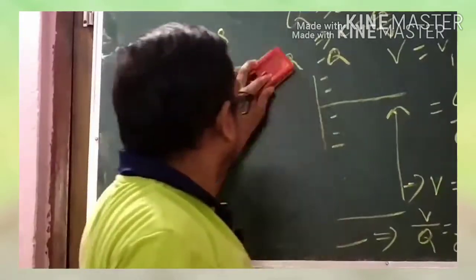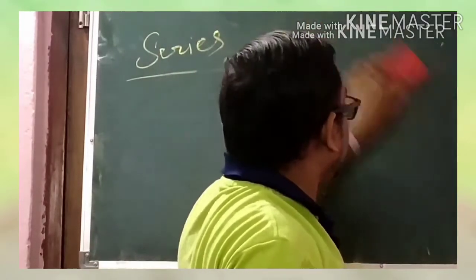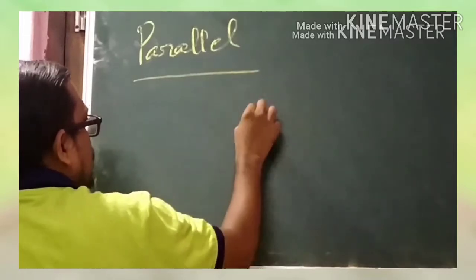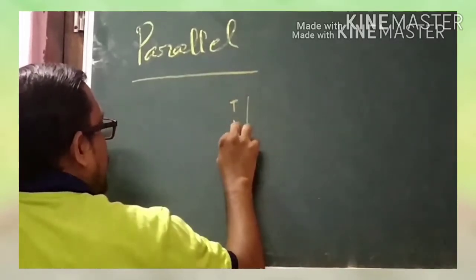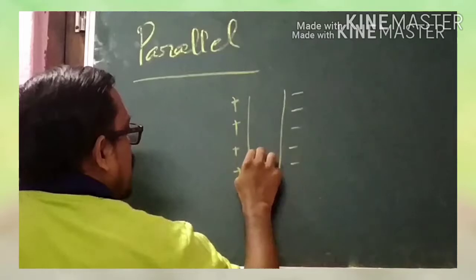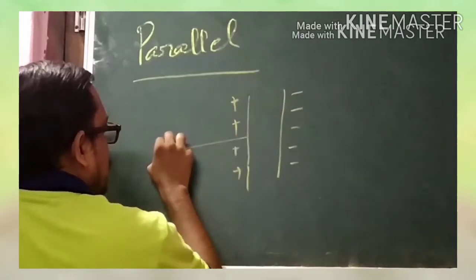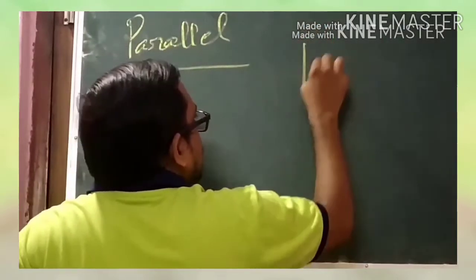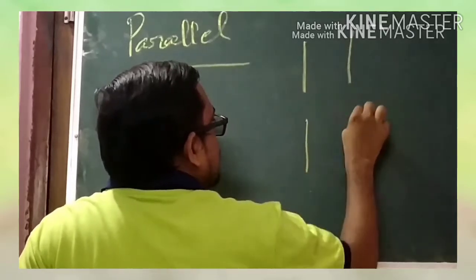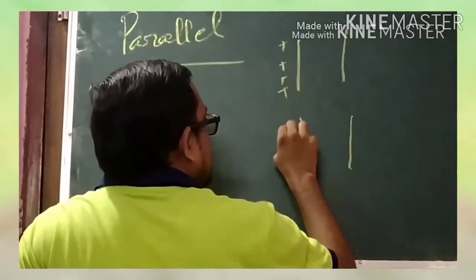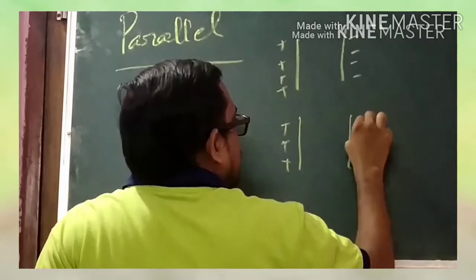Now moving on to parallel combination. In parallel combination, what happens? This is one capacitor having a positive conductor and a negative conductor. Let me draw again. This is one capacitor, and there is another capacitor. This side is positive, and this side is negative.